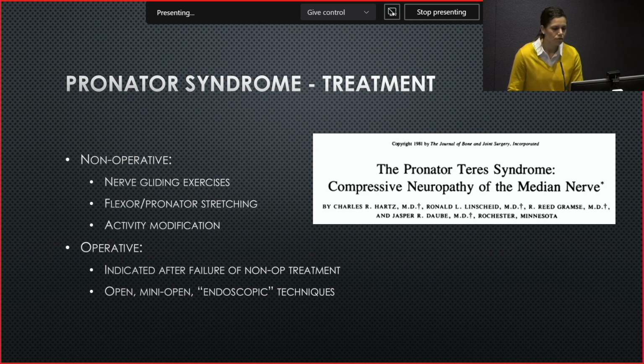Surgery is indicated for failure of non-operative management after about 3 months, and there's different described techniques, but the primary goal is just to decompress the nerve at all potential sites. And again, outcome studies, there's very few of these, but most show that the majority of patients get better with surgery. A few have complete relief, and a few have no relief.